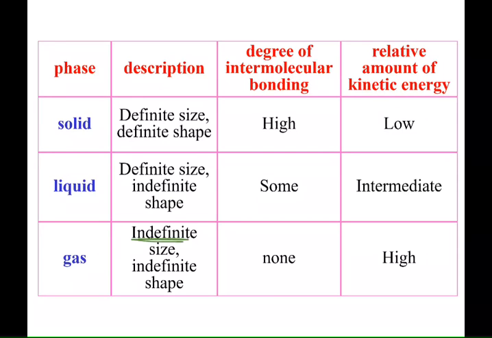So their size is indefinite. They take on the volume of their container, and their shape is indefinite because they take on the shape of their container. And that's kind of almost like, let's say, peer pressure, but no. Anyway, I still like gases. We say they basically are not connected to each other, so their degree of intermolecular bonding is none. And then we say they have a lot of motion, so they have a high degree of kinetic energy. Is that not cool or what? What's not to love about gases?